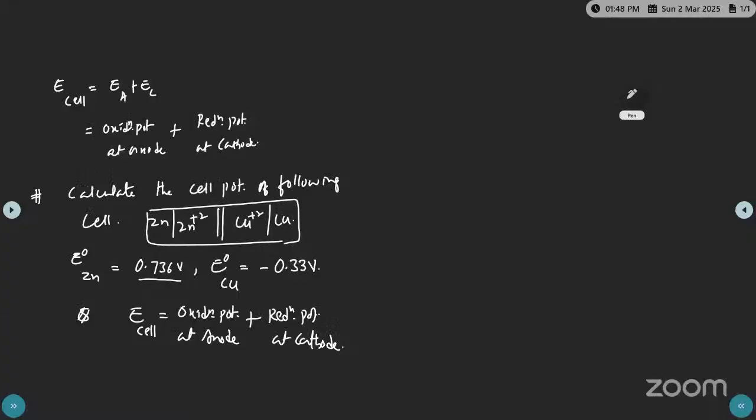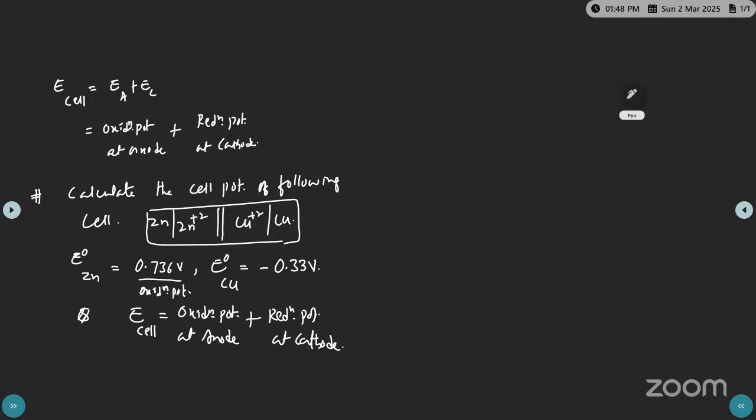At anode, if the given potential is positive, that potential is oxidation potential. If at anode the given potential is negative, that given potential is reduction potential. So here the given potential is oxidation potential.